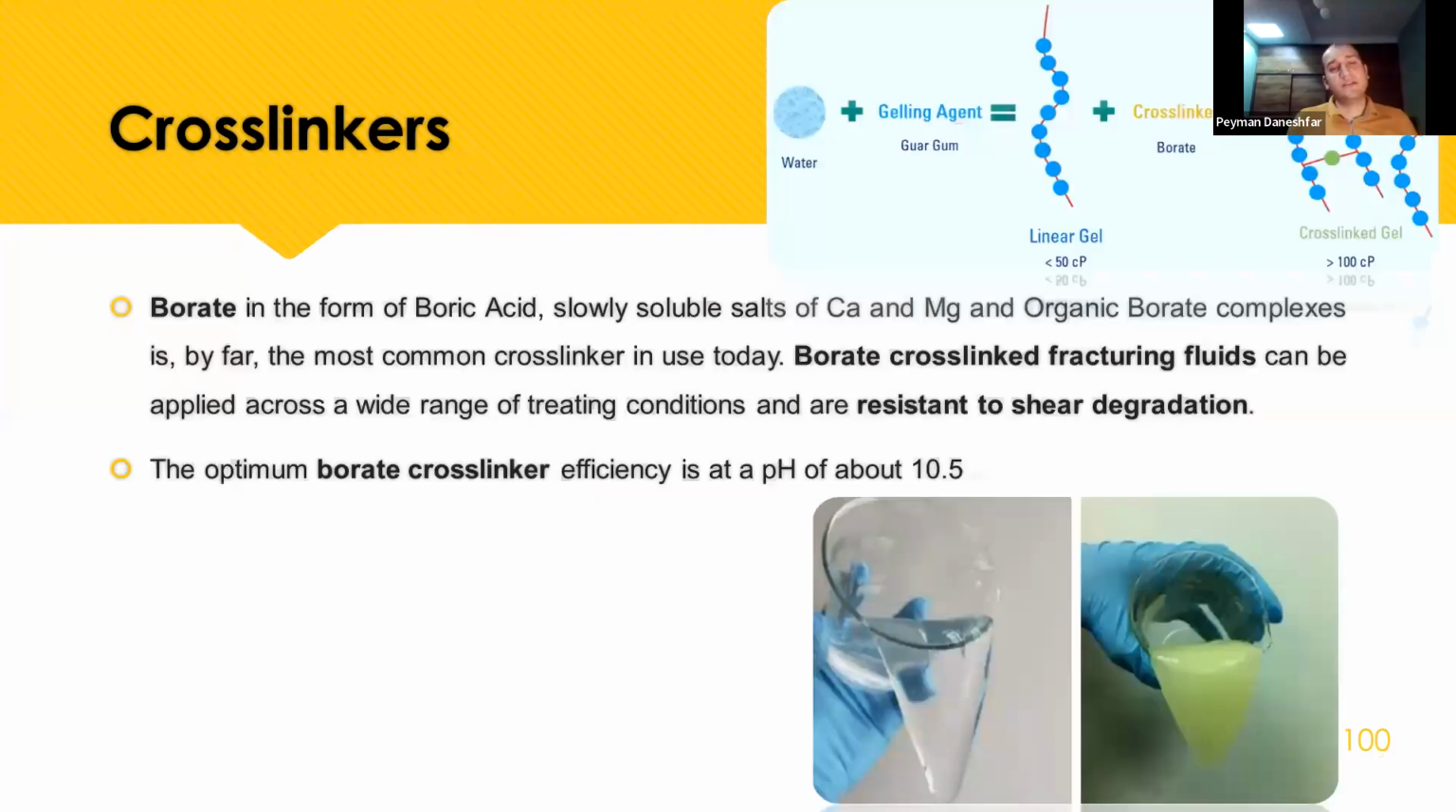fracture. Crosslinkers, another famous crosslinker is boron, in the form of boric acid, and the optimum borate crosslinker efficiency is at pH about 10.5. Also, borate cross-linked fluid can be applied across a wide range of operating conditions and is resistant to shear degradation.